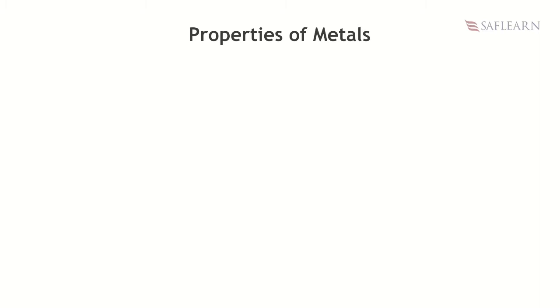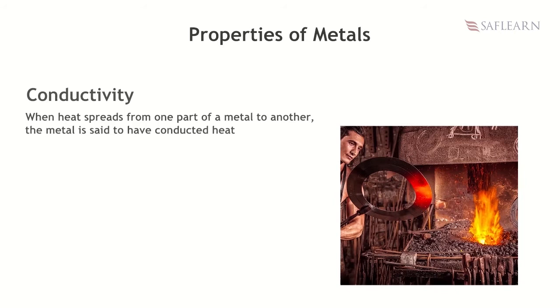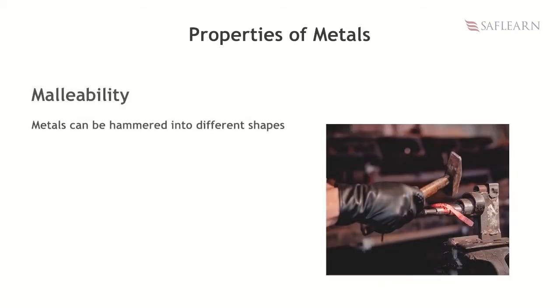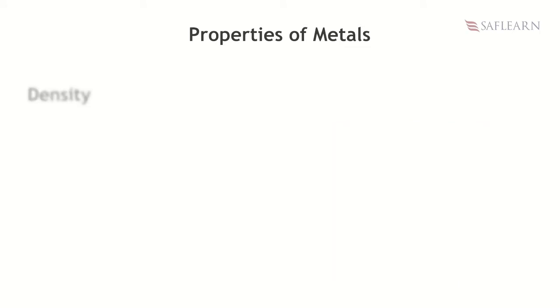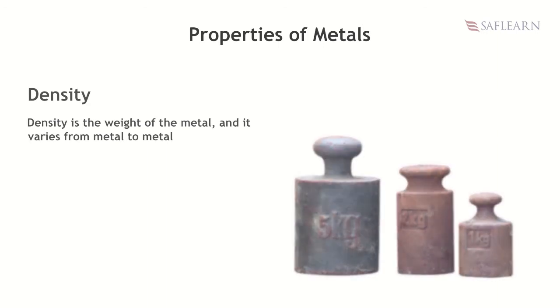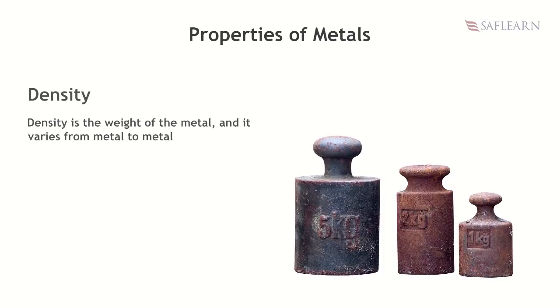These properties are: 1. Conductivity of heat. When heat spreads from one part of a metal to the other, the metal is said to have conducted heat. 2. Metals can be hammered into different shapes. This property is called malleability. 3. Density, which is the weight of the metal, and it varies from metal to metal. E.g., aluminium is light and lead is heavy.